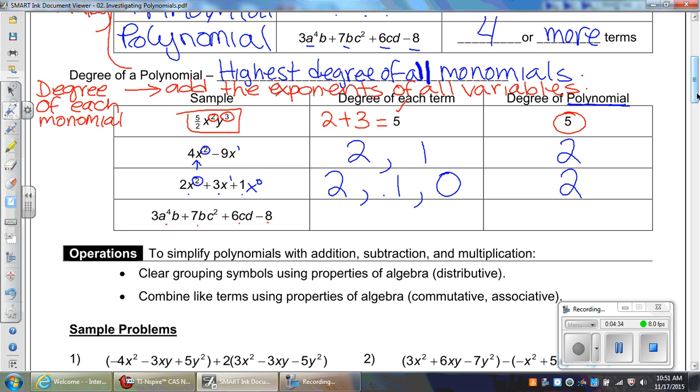All right, now the fourth one, I want you to do that on your own. Remember, you're going to have 4 numbers here because we have 4 terms. And don't forget that the letters without an exponent are of degree 1.